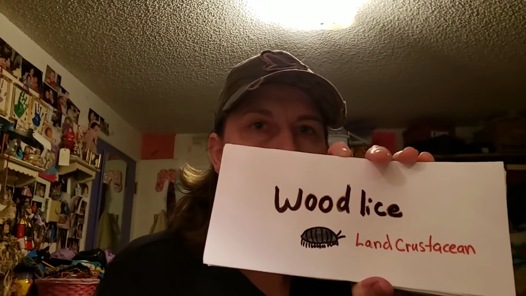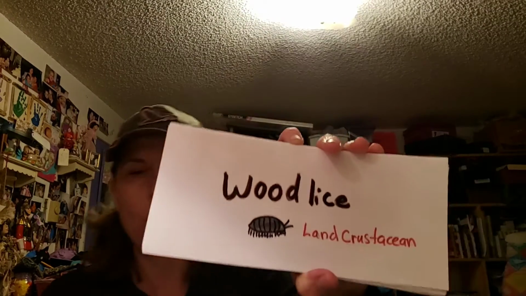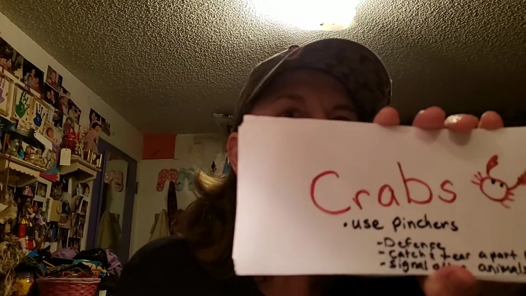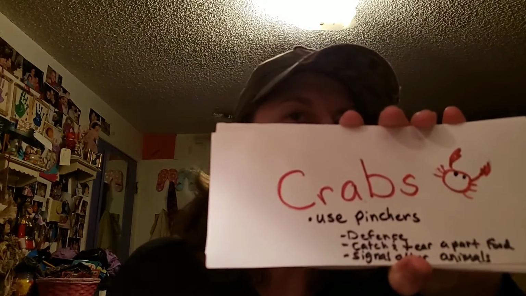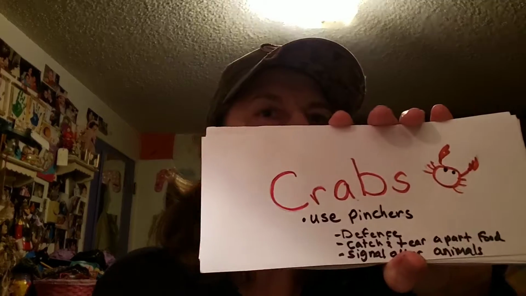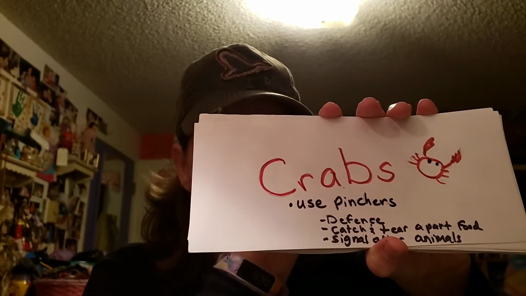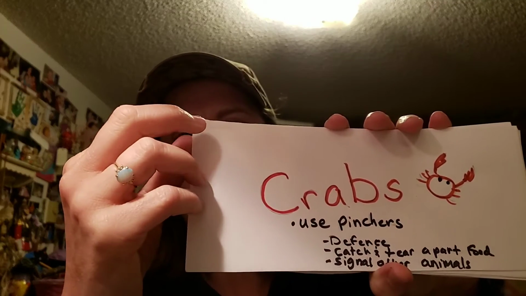Okay, wood lice. This is a land crustacean. Wood lice. Crabs. They do 3 things with their pinchers. Okay? They defend themselves, they catch and tear food, and they communicate with other animals.